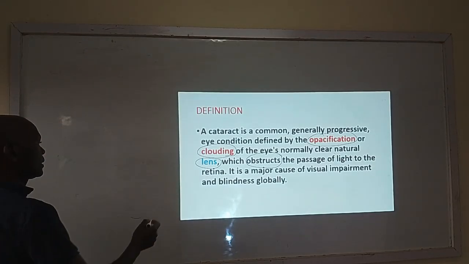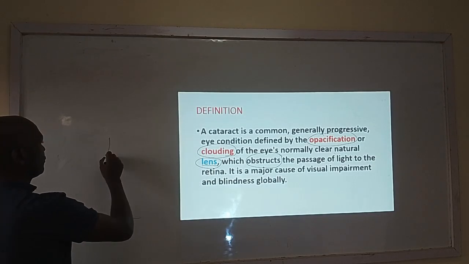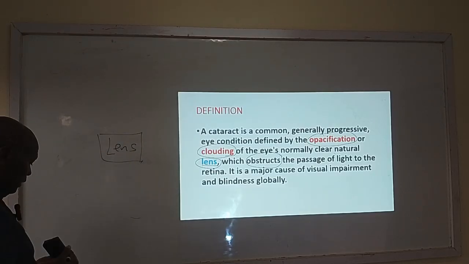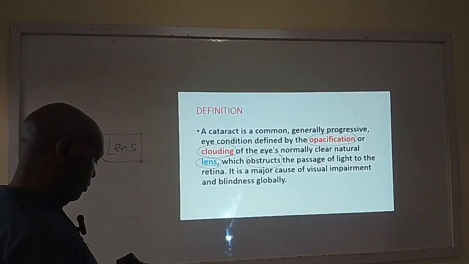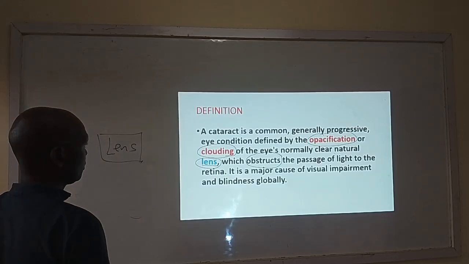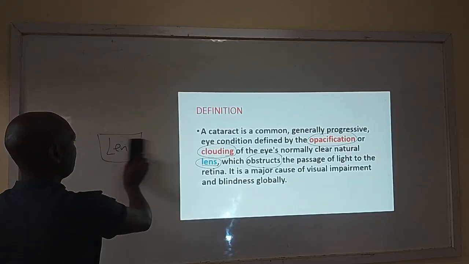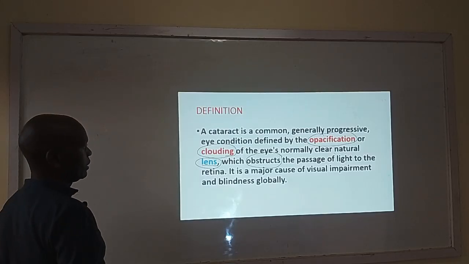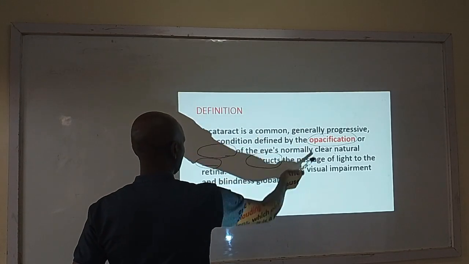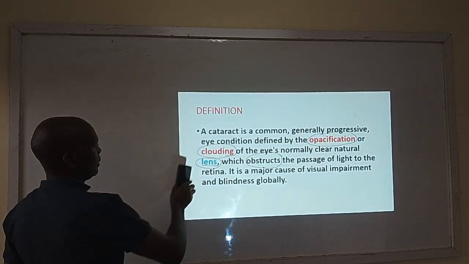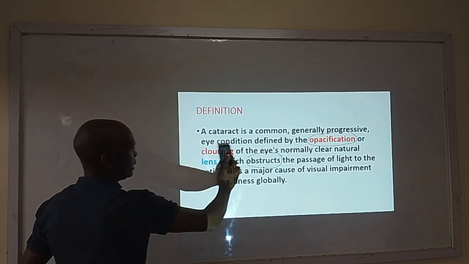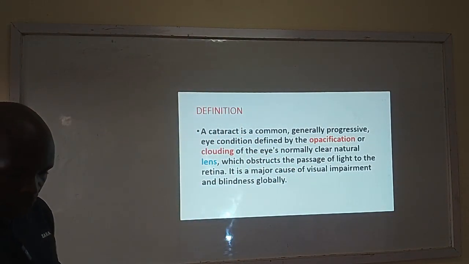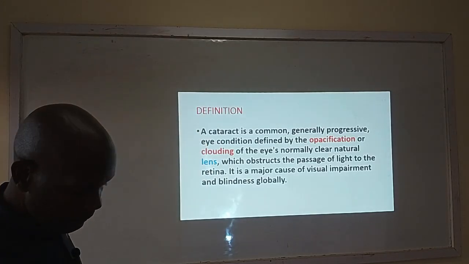Remember, lens, this one here, is one of the structures that forms the optical system of the eye. So the issue is all about clouding, either clouding or opacification of the lens. Therefore, light will not get into your eye. Therefore, you will not be able to see.